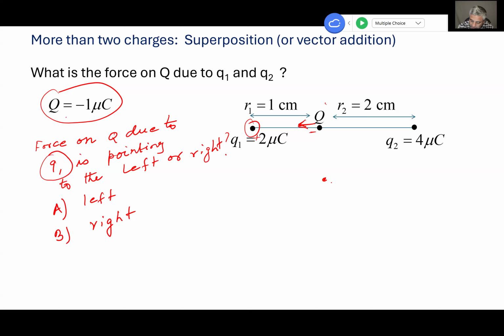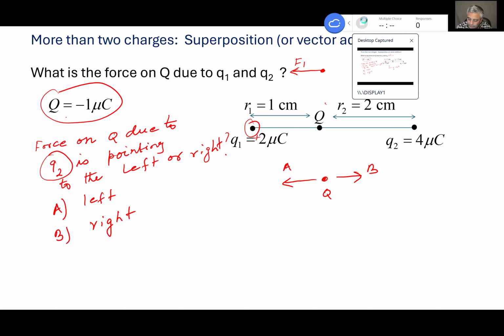Oh, I could keep that right there, Q. And let's say this is B, this is A. Now I'm saying the force on Q due to Q2, means this one here, okay? So we learned that F1 is pointing this way. Now, how about F2? That's what we need to figure out. So that's why this question. And this time really 30 seconds, okay?